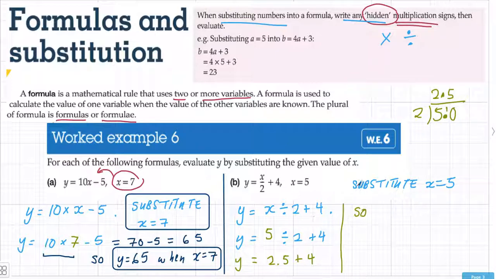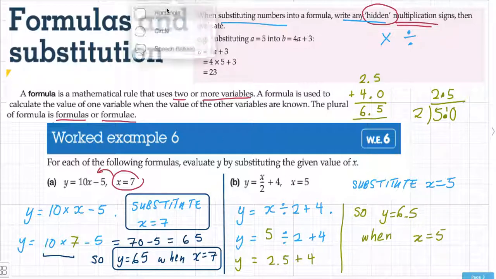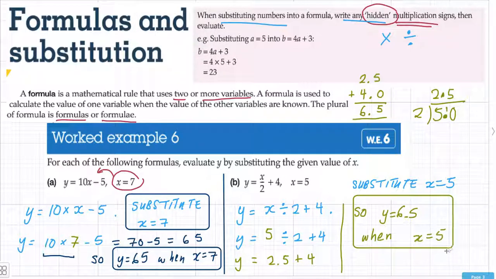And if we do the addition for that, we have 2.5 plus 4. Remember 4 is like 4.0, because it has no decimal part there. So that would be 6.5. So that means 2.5 plus 4 is 6.5. So y equals 6.5. And I like to say that it's when x equals 5 because we had to do this substitution to get y equals 6.5. So the big thing with the substitutions that we're doing today is make sure you write in the multiplications and divisions before you substitute in your x value to find what y is.